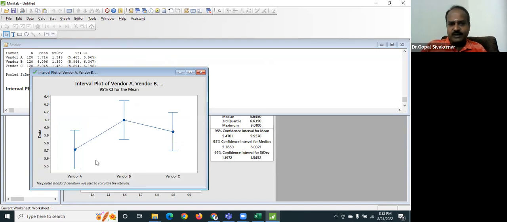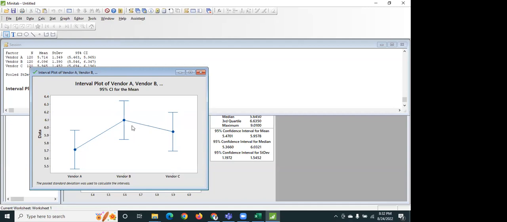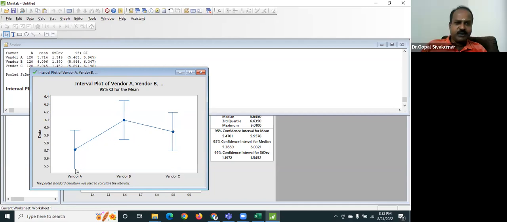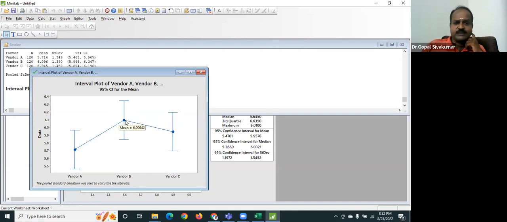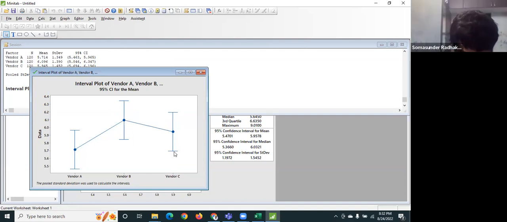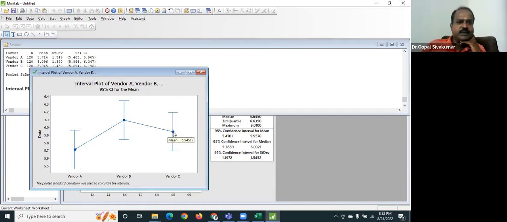Have you seen this graph already? Vendor A, vendor B, vendor C in the graphical summary I have shown. What is this value? 5.4, 5.9. What is this? 5.7. What is this value? 5.8, 6.3. What is this? 6.09. This value 5.6, 6.1. This value is 5.945.